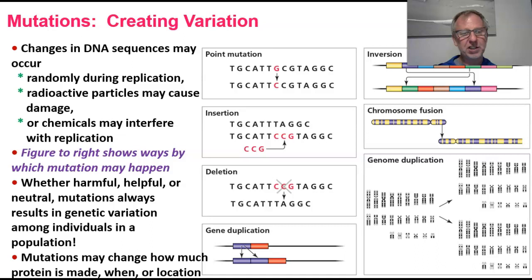Finally, mutations can change how much protein is made, or when it's made, or the location that proteins are made. So it's not just all about a mutation producing a new kind of protein, a new variation of protein, but as noted here, how much of it, or when, or where it's produced.